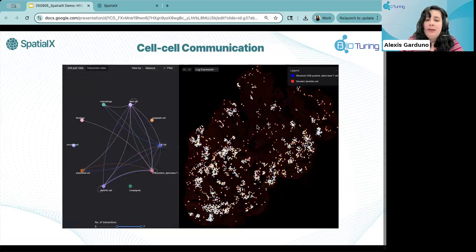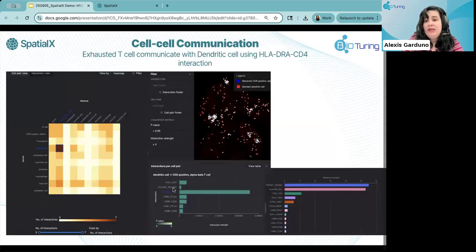So a more clear example of that, if I zoom in into that, I can see these specific cells that are actually interacting, which cells are receiving and which cells are actually sending that information through that ligand binding pair. And I can look at it through either an interaction view or a cell pair view to look at the direction of that interaction, as well as the actual ligand binding pair that are driving that information.